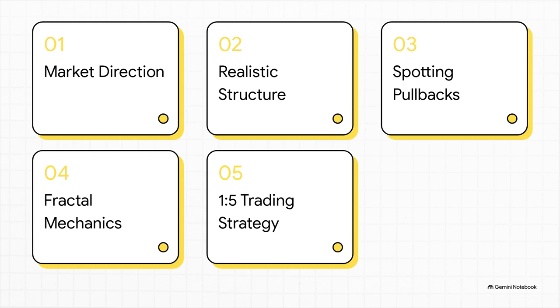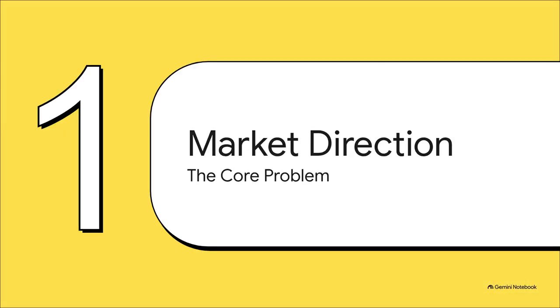Here is exactly how we're going to build this system together. We'll quickly run through the market direction problem, realistic market structure, how to spot real pullbacks, fractal market mechanics, and finally, the 1 to 5 trading strategy. Okay, let's jump right into part 1, the market direction problem.